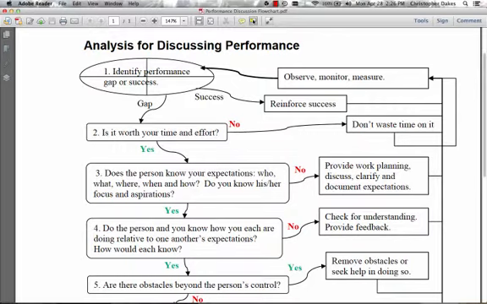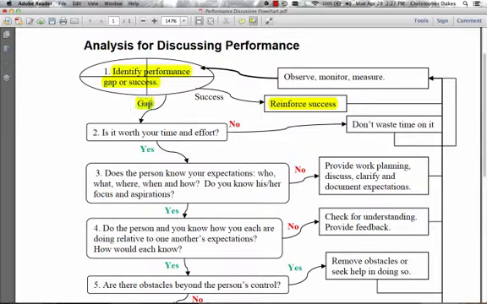And this can also be used for your own performance reviews, or if you're in a management position and you're supervising others, how you go about discussing performance with other people in your group. And it really starts off with identifying whether there is a performance gap or a success in performance. If there are expectations that are set, or you're feeling like somebody is not meeting their expectations, or maybe they're doing great with their expectations, if there's a success, then you reinforce that success.